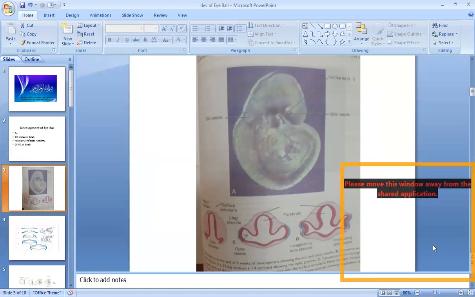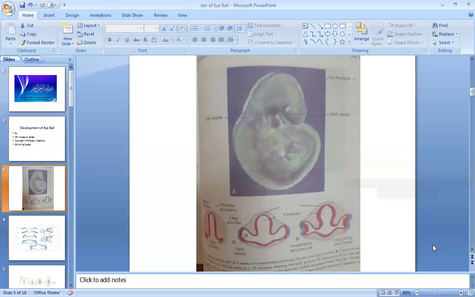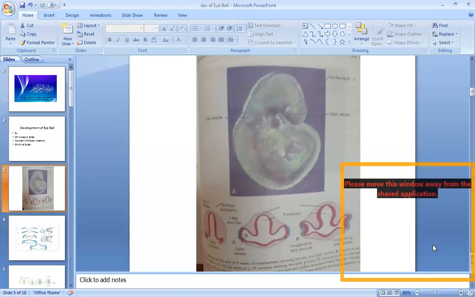There were important events of the third week, in which the important one was the introduction of a third germinal layer, which is called the intra-embryonic mesoderm. The other was the formation of the neural tube, along with other events. So we will concentrate today, and we will start from the formation of the neural tube.